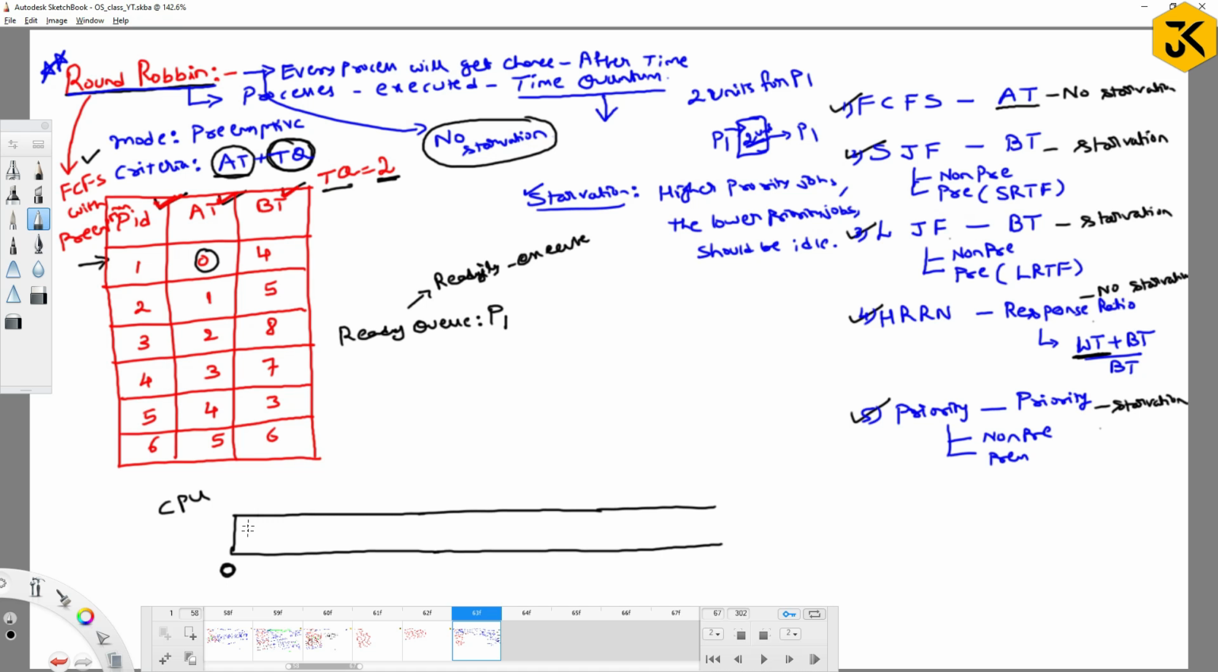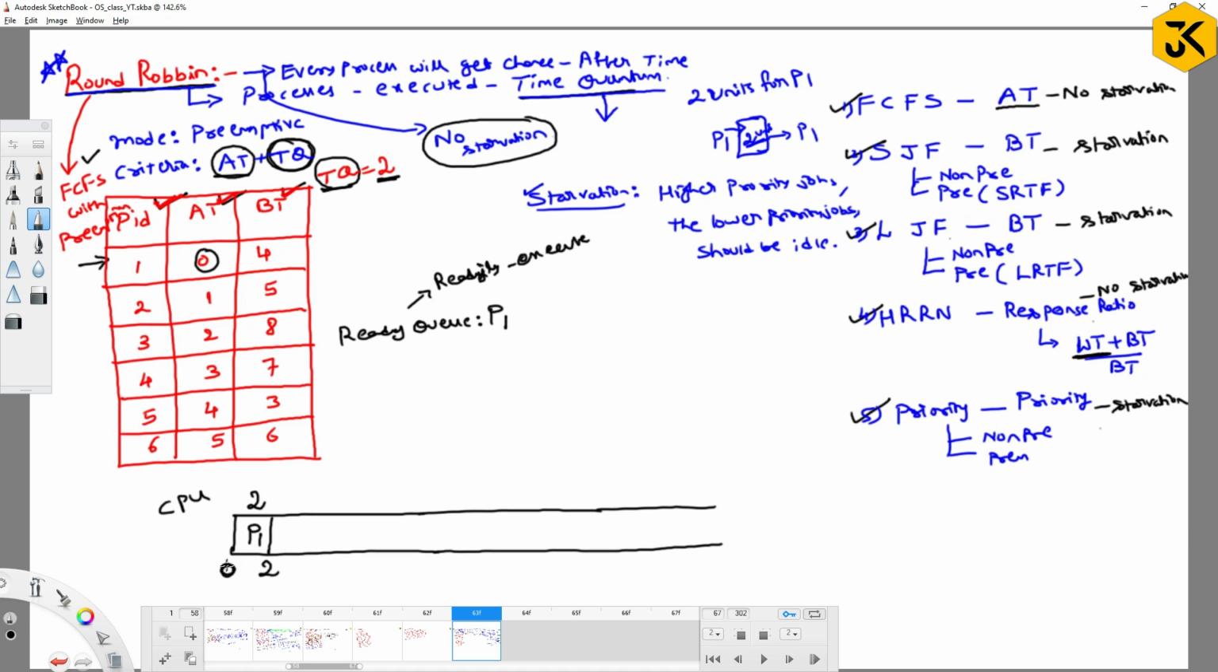As P1 is readily available, the CPU will be allocated to P1. For what time will it allocate? It will allocate for a particular time quantum, that is 2 units of time. Here the round robin algorithm works on the principle of time quantum, meaning once a process gets a chance to execute, it is allocated only that much time, 2 units of time. So it will complete by 2 units.